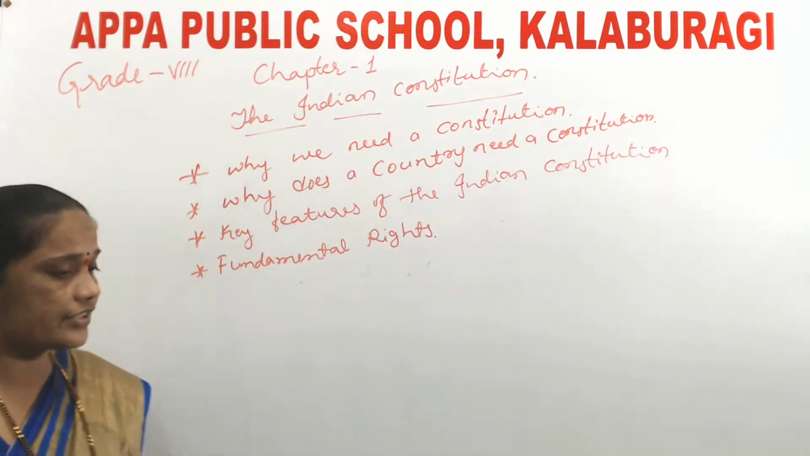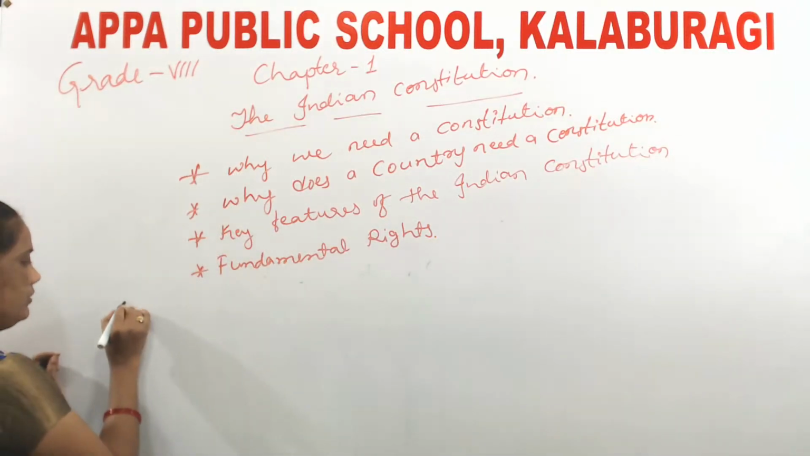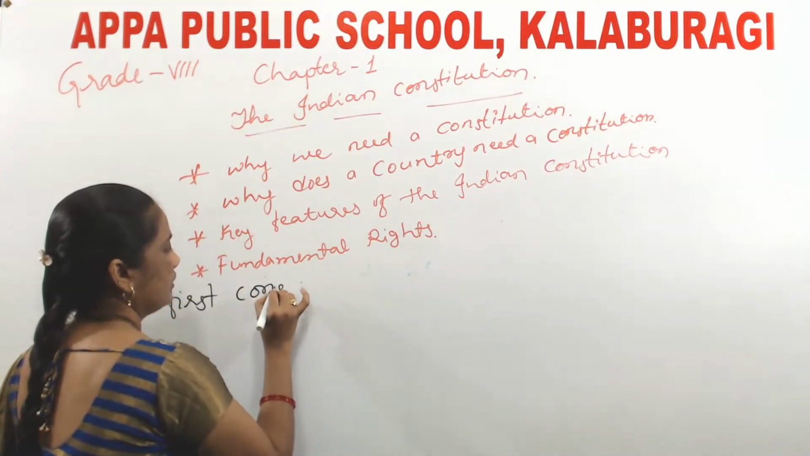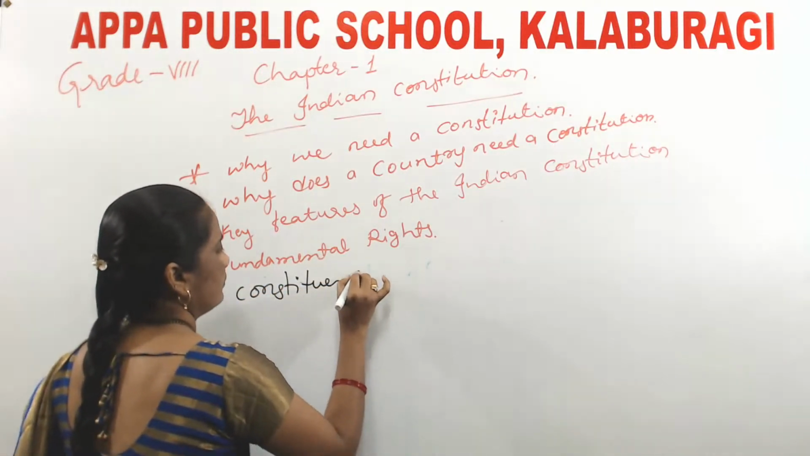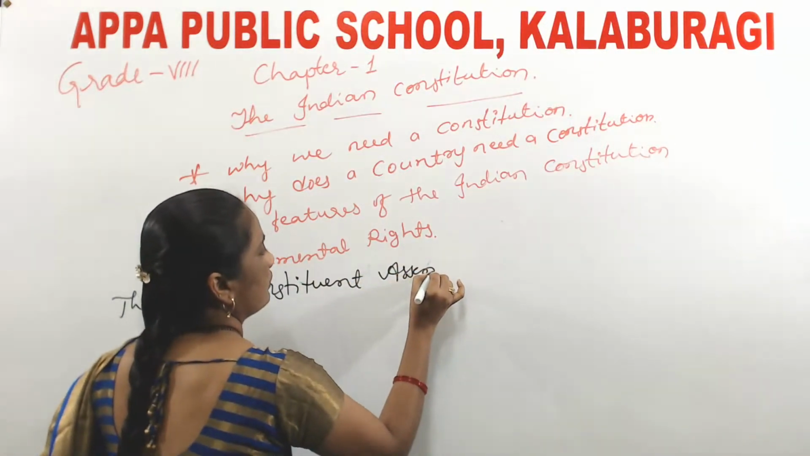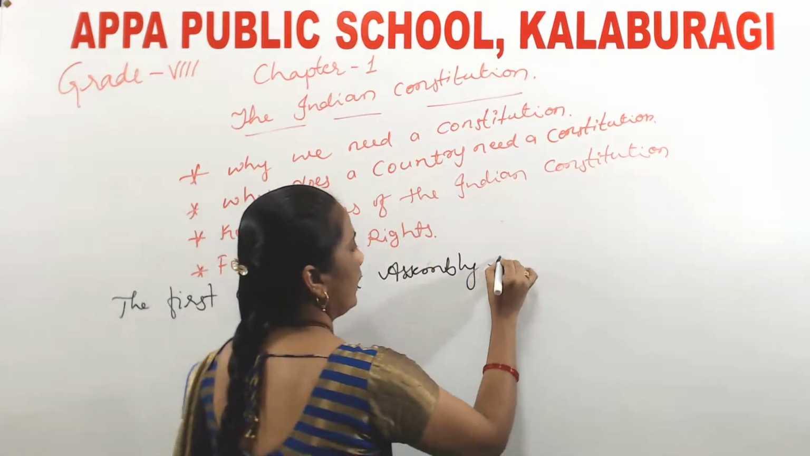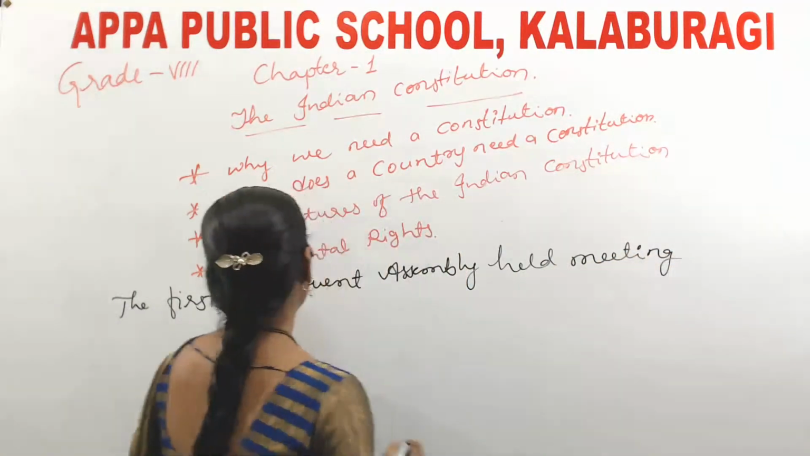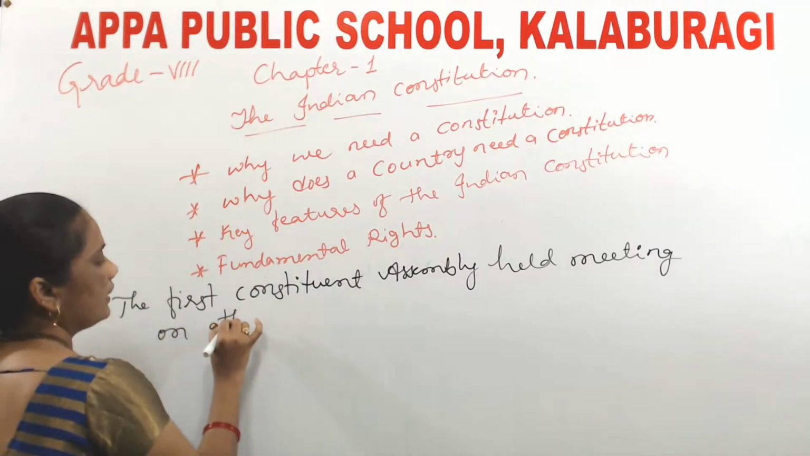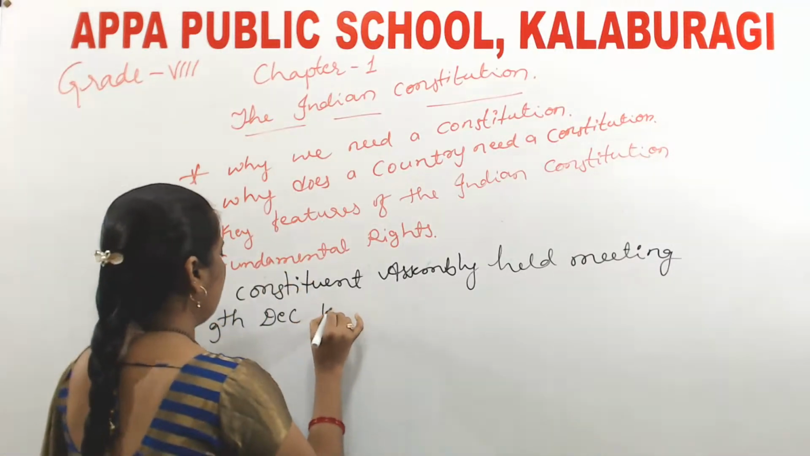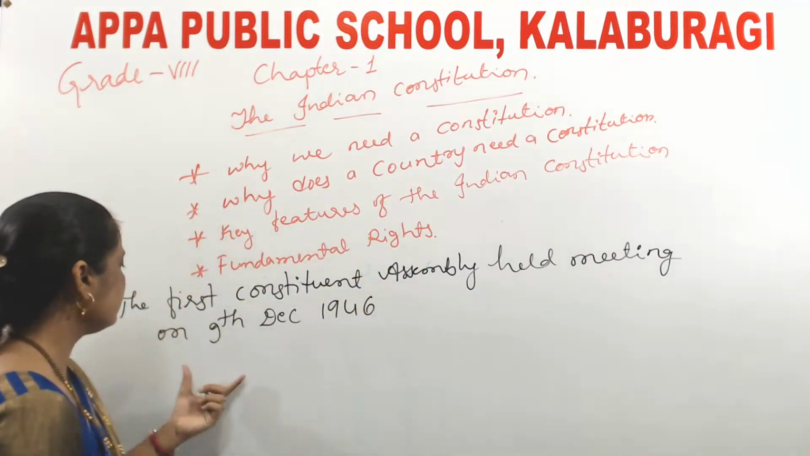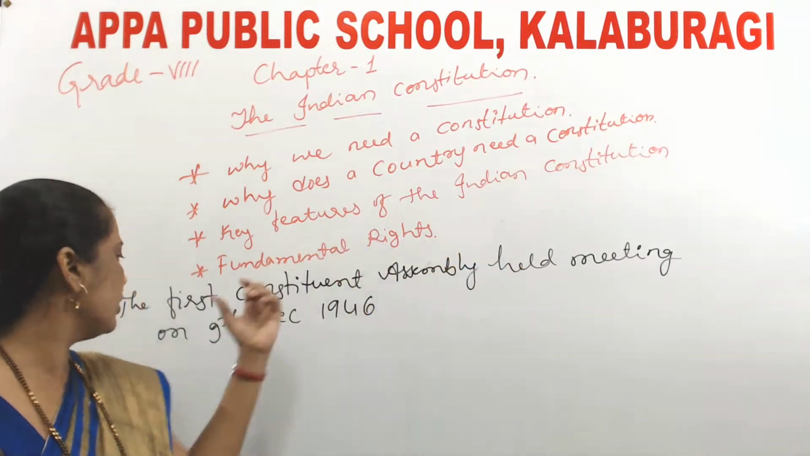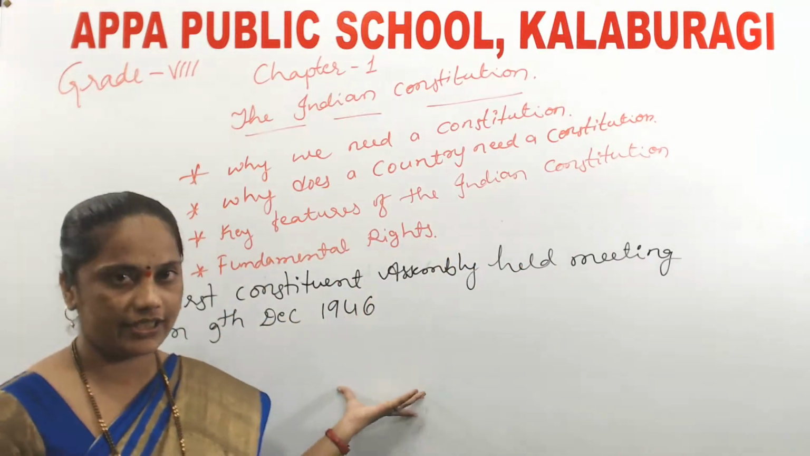After that, the first Constituent Assembly held a meeting on 9th December 1946. Once again I repeat, children, the first Constituent Assembly held a meeting on 9th December 1946.